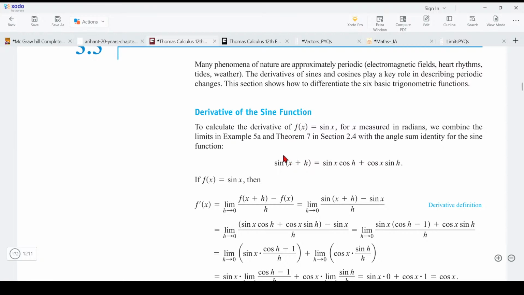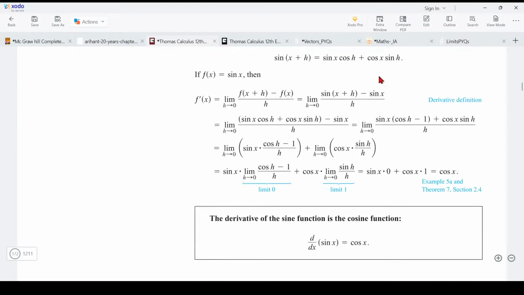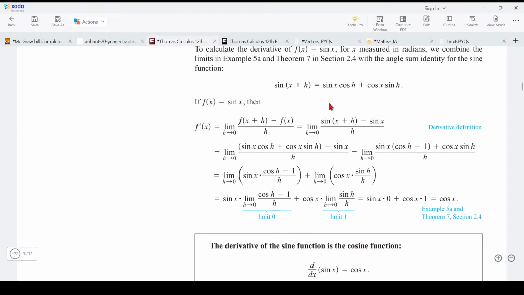So derivative of sin x is cos x. How did we get this? Sin of x plus h minus sin x by h, that is f of x plus h minus f of x by h, right? Sin of x plus h, we just expanded this, and we took sin x cos h minus sin x, which is nothing but sin x into cos h minus 1, plus this one. Then we have broken this down, sin x into cos h minus 1. You remember this one, right?